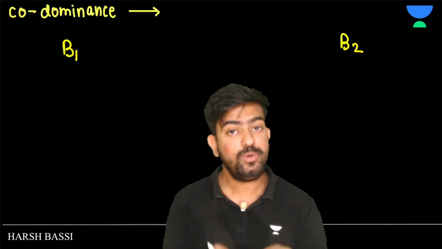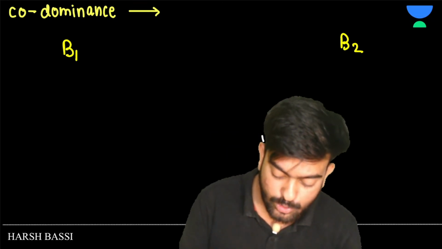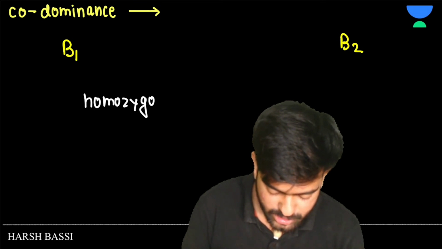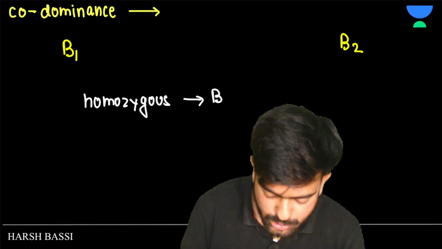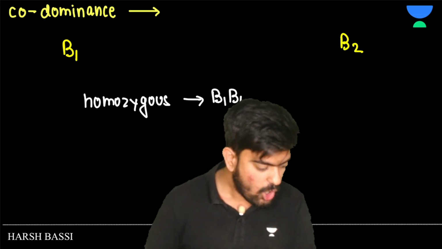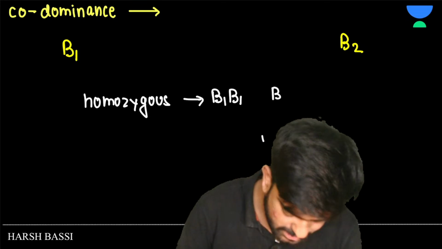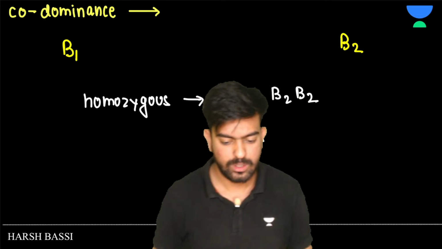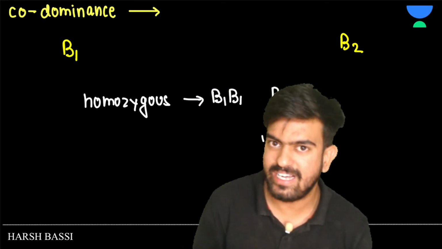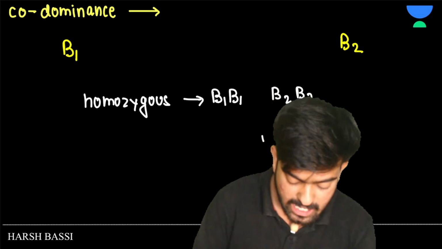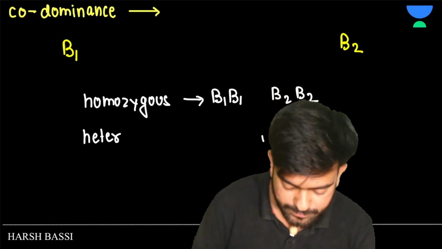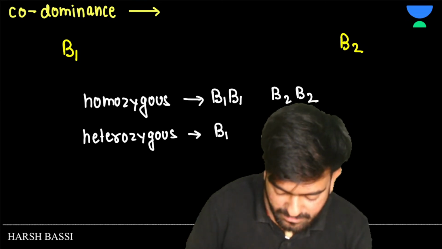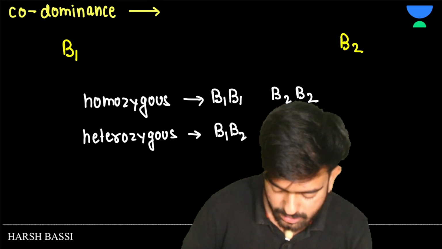Okay, sir. Now, let's suppose I want to write a homozygous condition in case of codominance. So how am I going to write it? I am going to write it as B1, B1. Or I can write B2, B2. Clear? This is how we can write B1, B1 and B2, B2 as homozygous. How can we write heterozygous conditions, sir? See, in the heterozygous condition, we can write B1, B2.